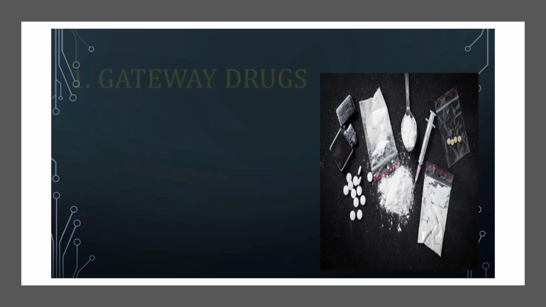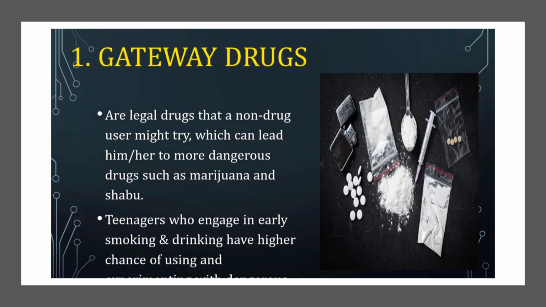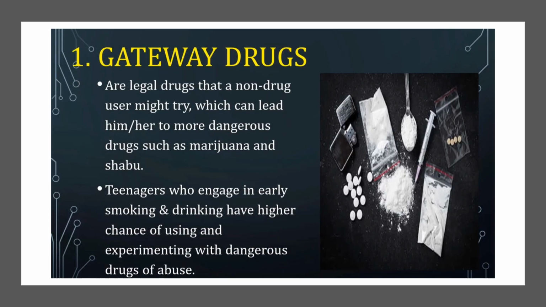First, we have gateway drugs. Gateway drugs are legal drugs that a non-drug user might try, which can lead him or her to more dangerous drugs such as marijuana and shabu. Teenagers who engage in early smoking and drinking have higher chance of using and experimenting with dangerous drugs of abuse.